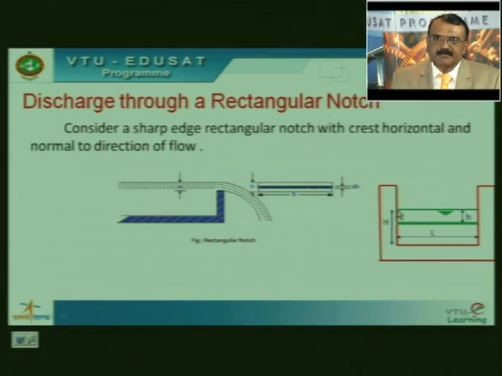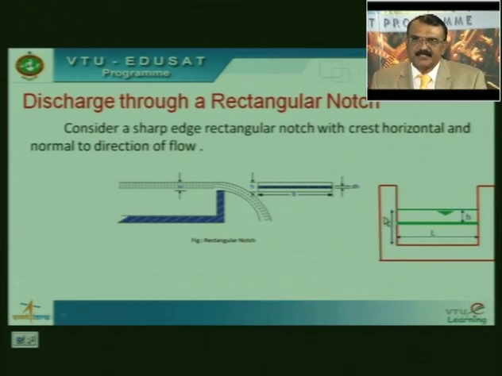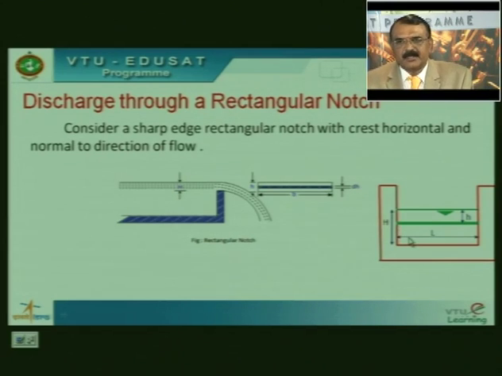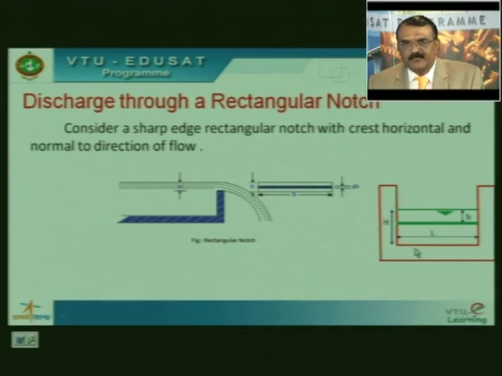Here I showed the maximum depth of water you are allowing in the channel above the notch, which I represent as capital H. Remember, the head or depth of water varies from 0 here to capital H here. I repeat, the head over the notch varies from 0 at the sill level to a maximum value of capital H.